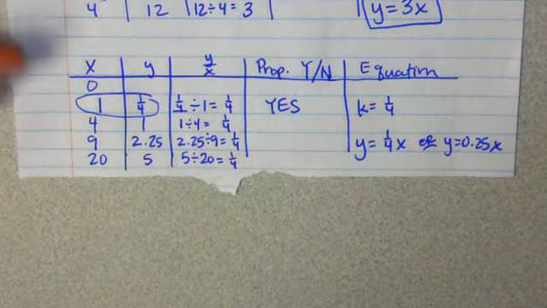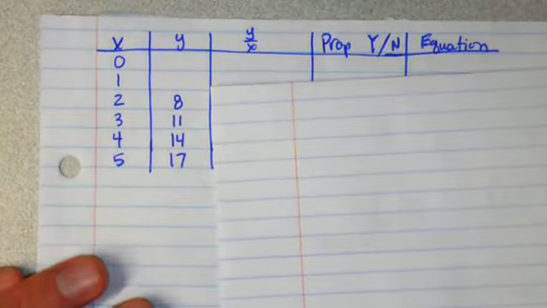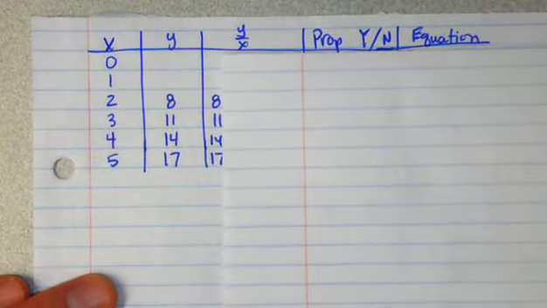All right, and the final example that we're going to do here is this one right here. I'm going to pull this up a little bit so that it's back near the top. Okay. So here we go. Let's start putting this together.